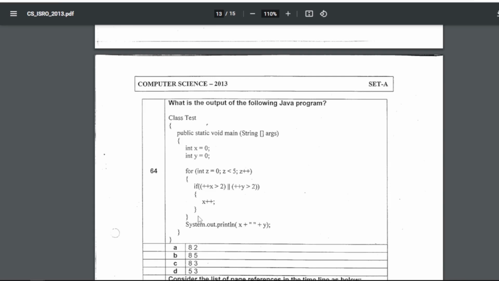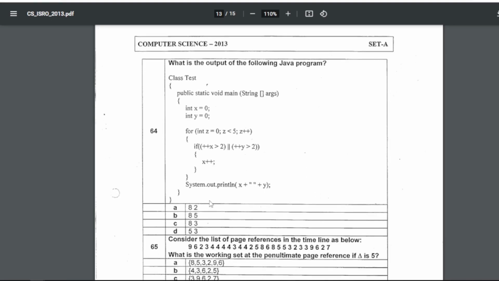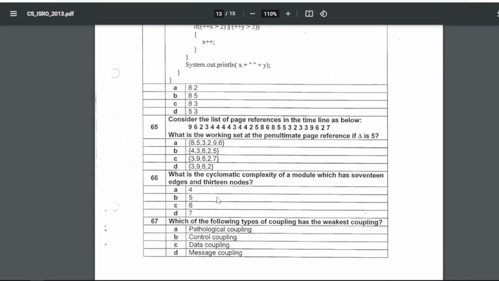Question number 64 is, again we have given a Java program. Right, now it is asking about the output for the program. So guys, again you hit and try the program, you will get the answer as 8 and 2, right? So A will be your answer, 8 2.